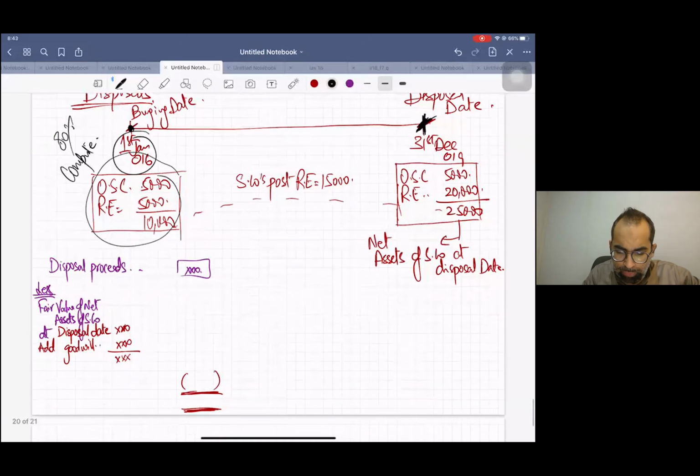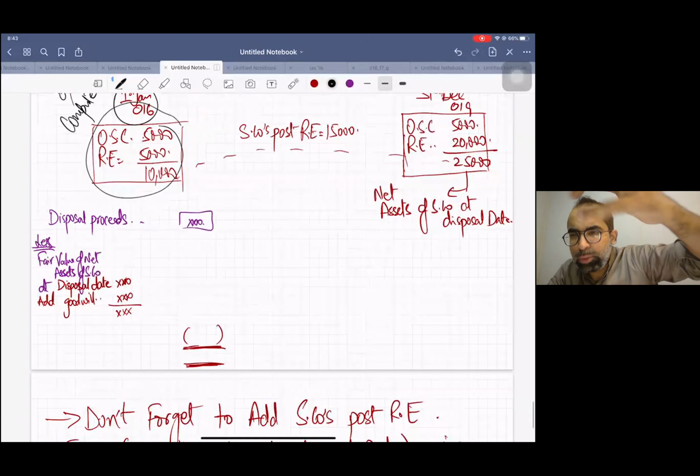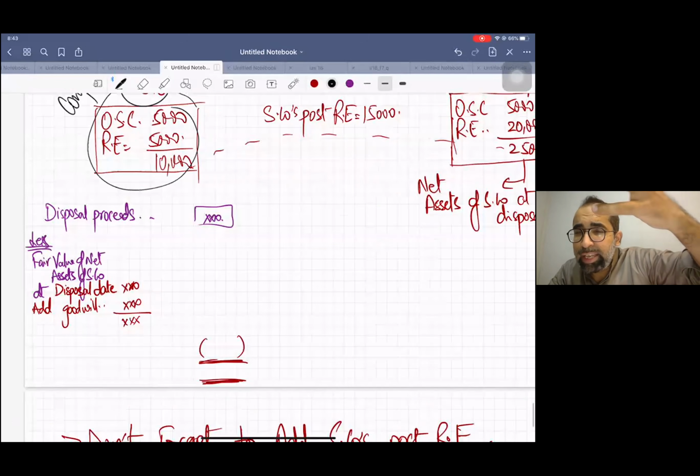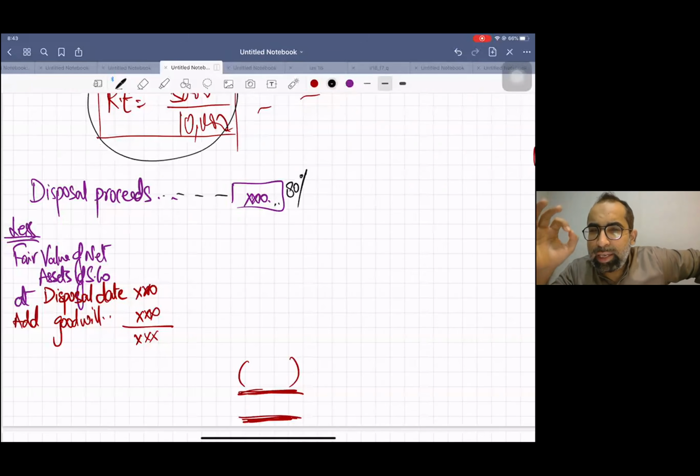Listen, first of all, you will write disposal proceed. Obviously, you have sold the running business and you got the money. So you have disposal proceed, DP. And as you had 80% shares of that company, you sold 80% of the holding, so this disposal proceed is equal to 80%.